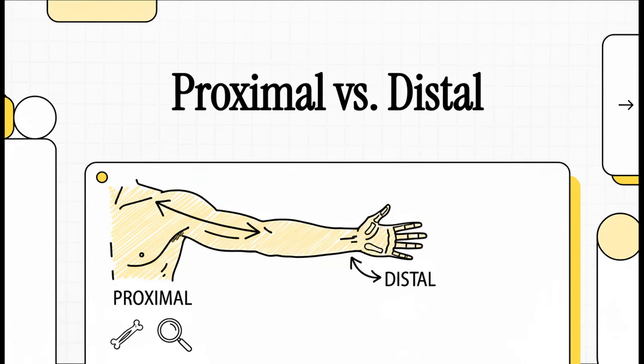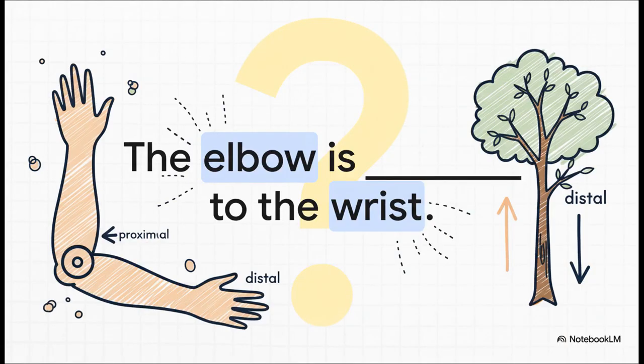Okay, let's dive into this. Anyone who's ever cracked open an anatomy textbook knows it's filled with all these super specific directional terms. Well, today we're going to break down two of the most common ones that can be kind of tricky: proximal and distal. So let's kick things off with a little pop quiz. Fill in the blank. The elbow is blank to the wrist.